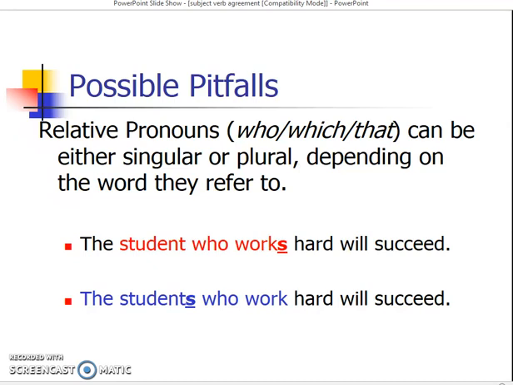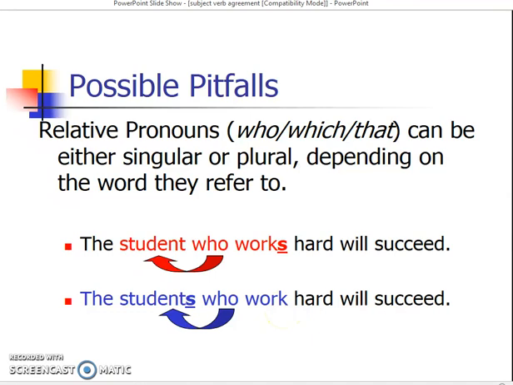Other problems. Relative pronouns include who, which, and that. And they can be either singular or plural depending on the word they refer to. So, if you have "the student who works hard will succeed," in this case, while who is the subject of the verb works, it's referring back to student. And since student is singular, this is going to take an S. And "the students who work hard will succeed," who is now referring to students, which is plural, which means now we need the plural verb work.